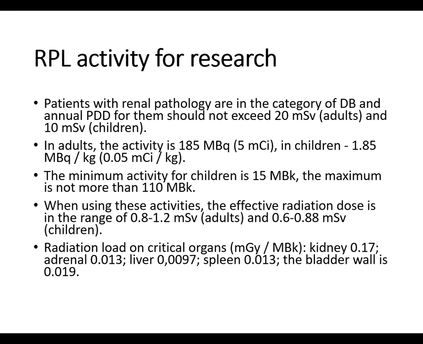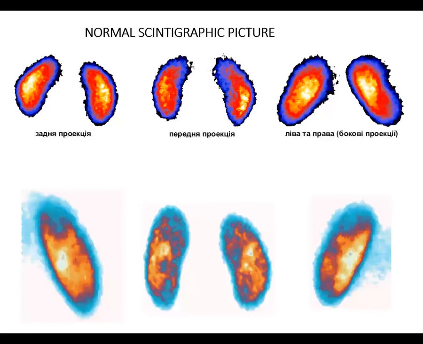Radiation dose on critical organs is also very low. Here on this slide, we can see the normal presentation, normal scintigraphic picture of the kidney. This is posterior projection, this is anterior projection, left and right oblique projection.